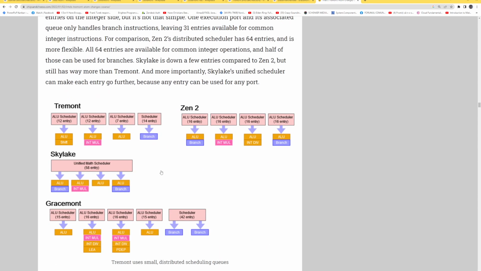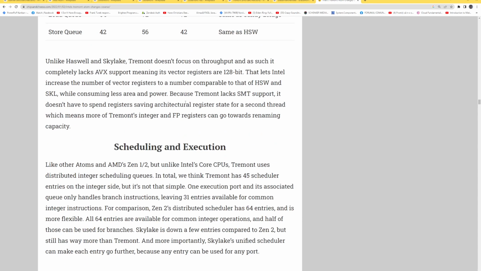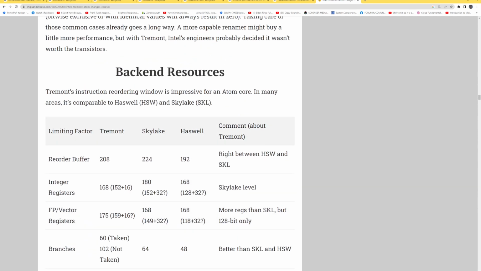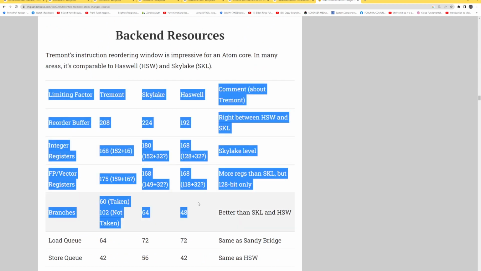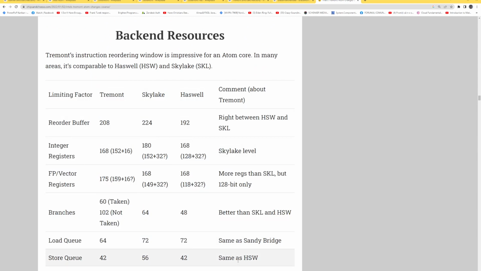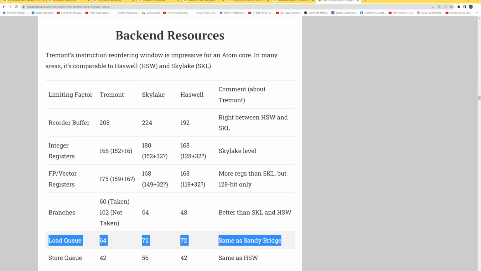And here Gracemont is quite similar to Zen 2 in some operations. In out of order execution, it's in between fourth and, very rarely, up to second generation, like here for the load queue. But in many operations it is again up to the sixth or seventh generation of Intel.